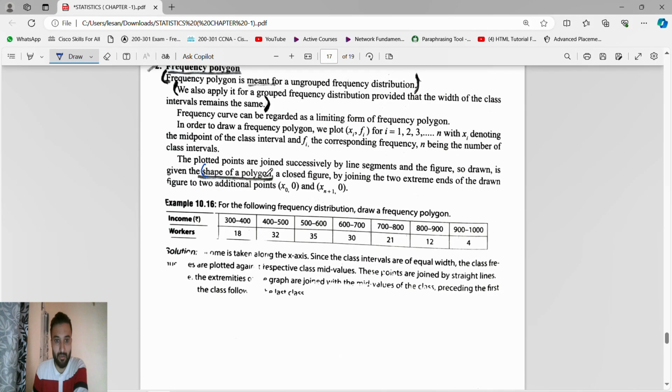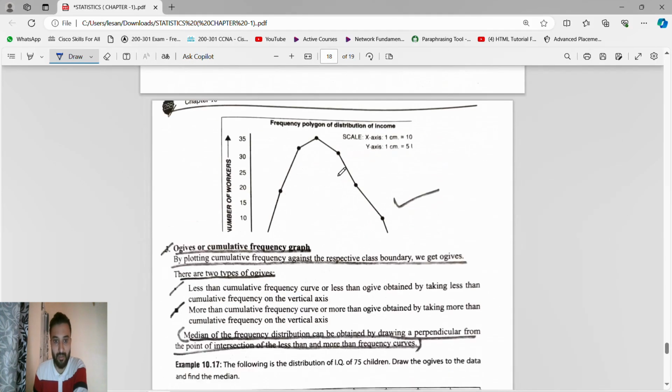So here they will ask the shape of the frequency polygon, nothing but a polygon only. So like this, see this. Okay, it's the frequency polygon.